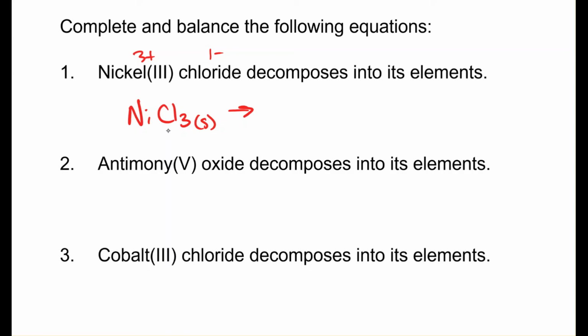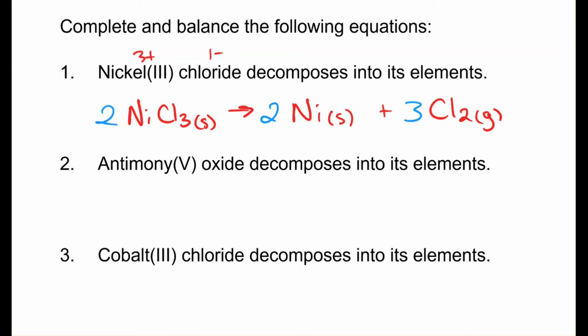So nickel chloride is going to turn into, well, nickel and chlorine. So it's going to turn into nickel solid and chlorine gas. And then you can balance it. 3 chlorines, 2 chlorines. So I need 3 of these and 2 of these. And 2 of those. Perfect. That's what you're going to be doing.